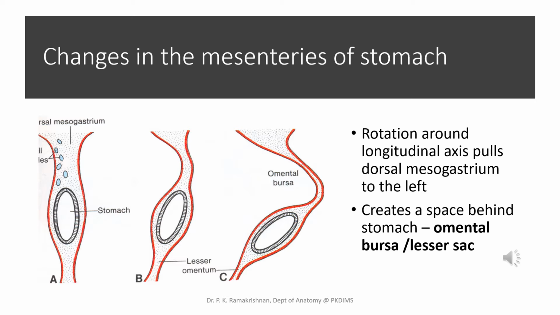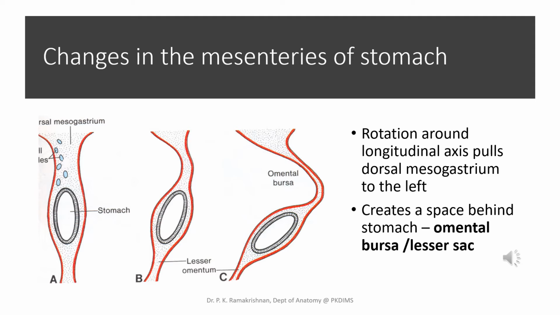The two parts of the ventral mesentery thus formed are, one, the lesser omentum, which connects the stomach to the liver, and the second is the falciform ligament, which connects the liver to the ventral body wall. So the two derivatives of the ventral mesentery are the lesser omentum and the falciform ligament.